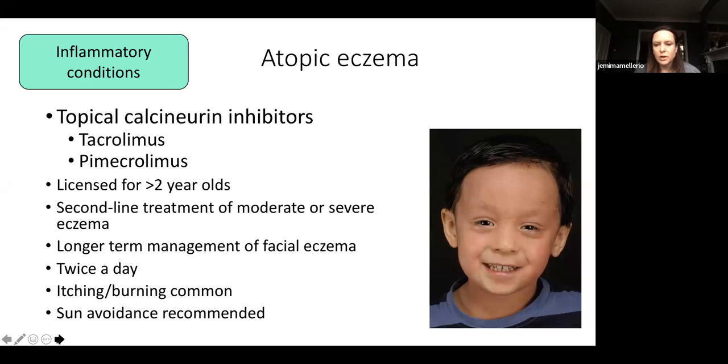And sun avoidance is recommended because they are immune suppressing in the skin. So there's a theoretical risk of an increased risk of skin malignancy.